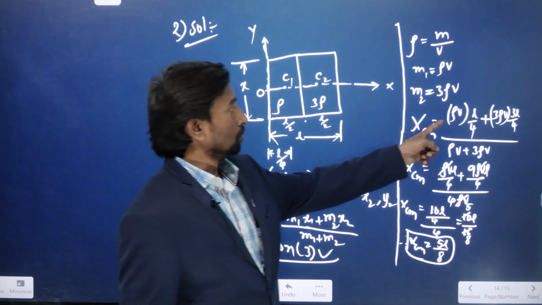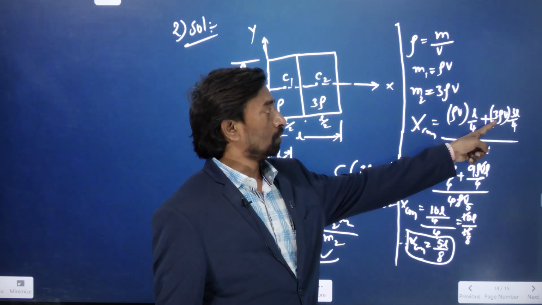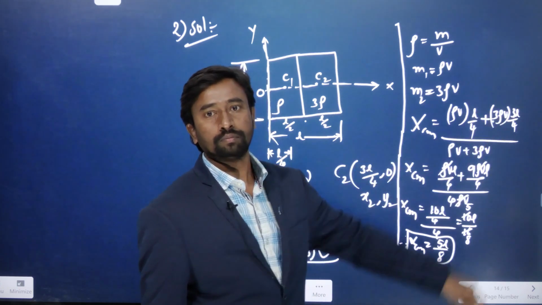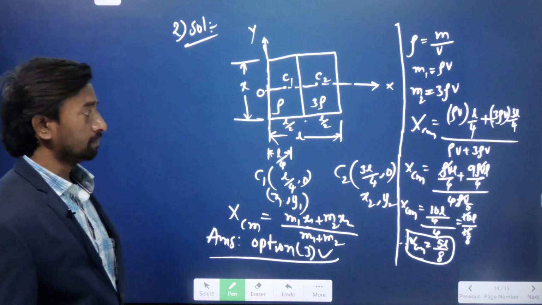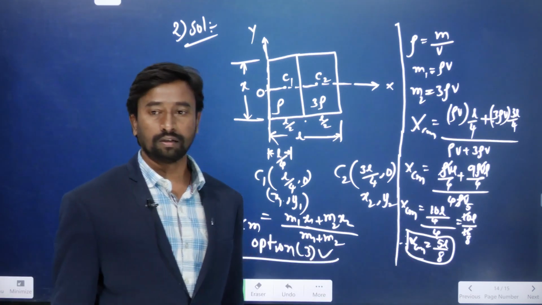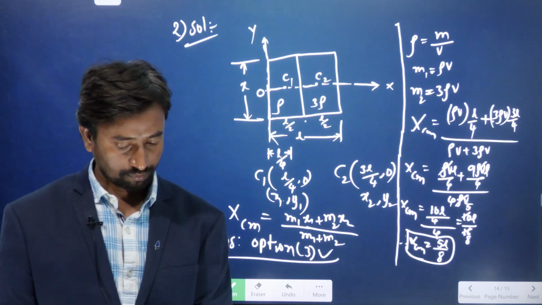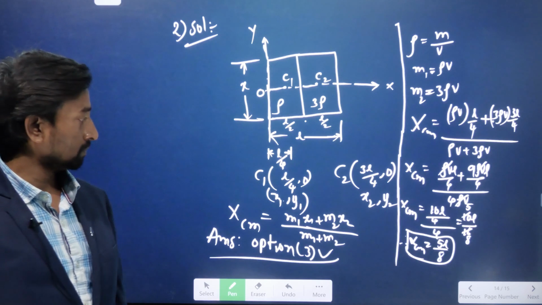Here x_cm is rho v times L by 4 plus 3 rho v times 3L by 4, divided by rho v plus 3 rho v. Then we have to simplify that. After simplification, we will get 5L by 8. It's clear, no? Now, next problem, third one.